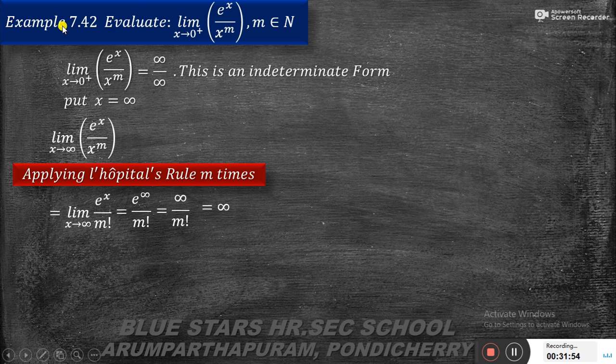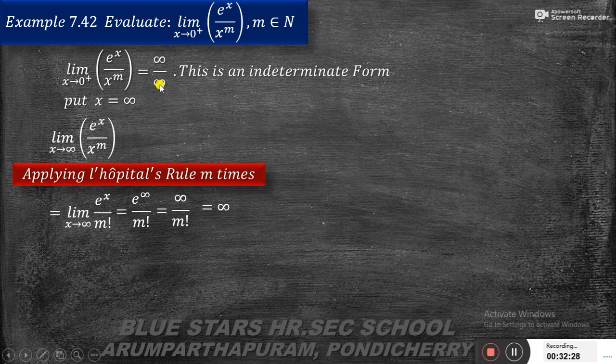Next, example 7.42. Evaluate limit x tends to infinity, e power x by x power m, where m belongs to n. Here the limit is x tends to infinity. So I write the given function: limit x tends to infinity, e power x by x power m equals e power infinity, which is infinity, by x power m, infinity power m, which is infinity.